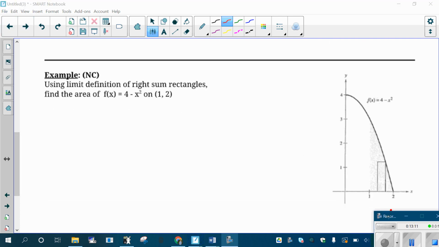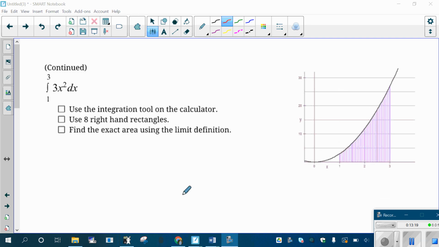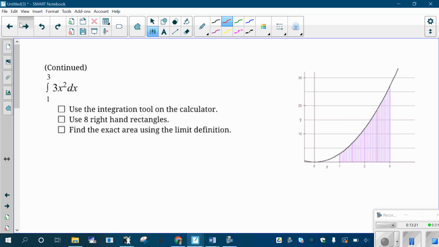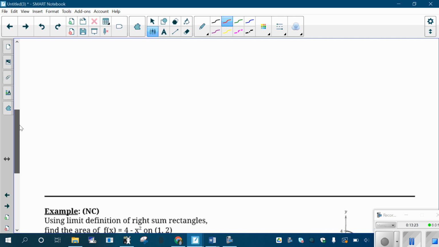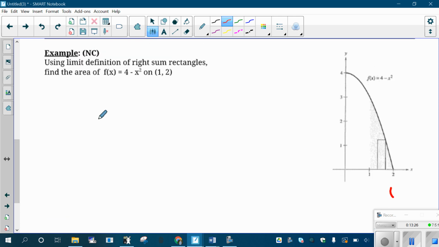Oops, I guess. Here's another limit definition. I don't think we need to practice this again. But if you want to practice this again, what you could do is use the limit definition, type this into your calculator, and see that you get the same thing.